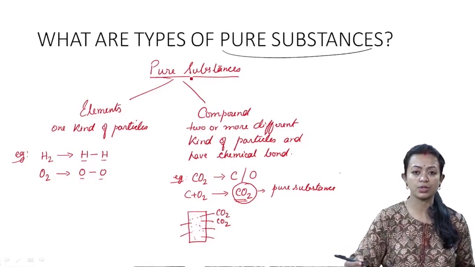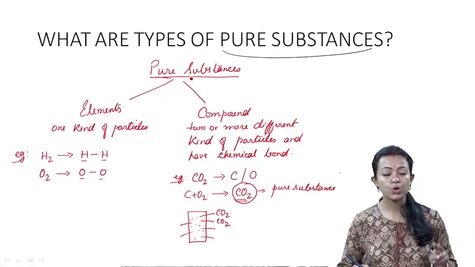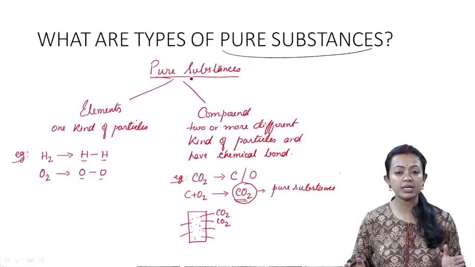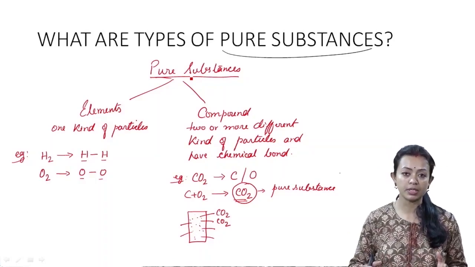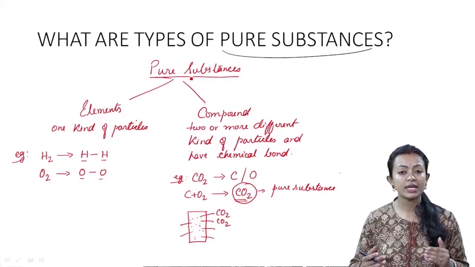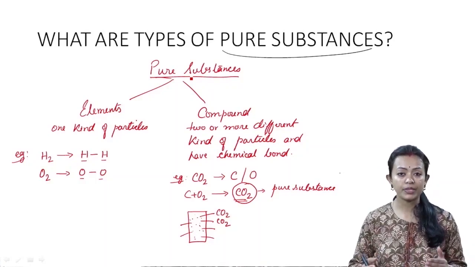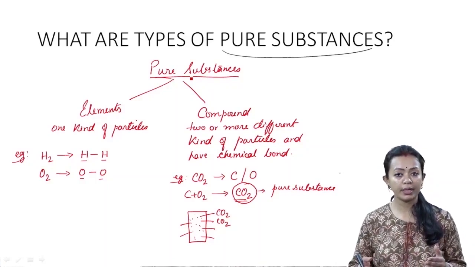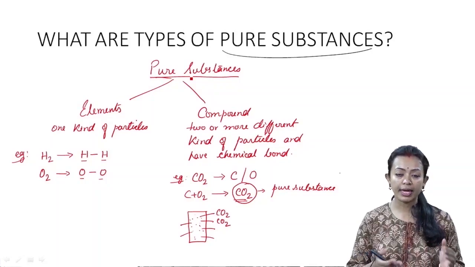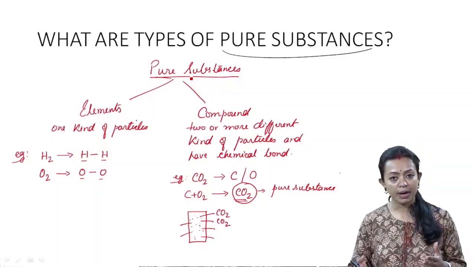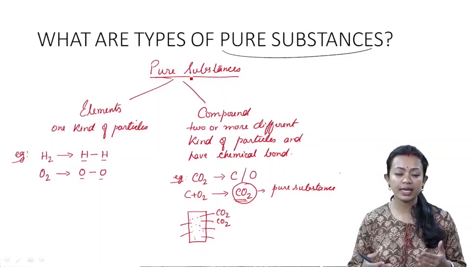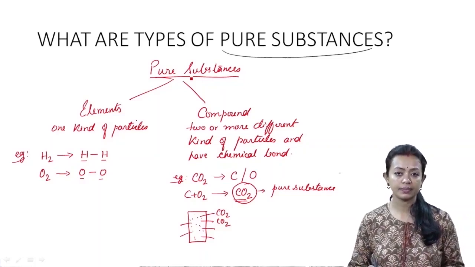pure substance. So, though two or more elements come together, they form a compound which is also a pure substance, and it loses the entire physical or chemical property of the elements and becomes a new substance, that is compound, which has new physical and chemical properties.